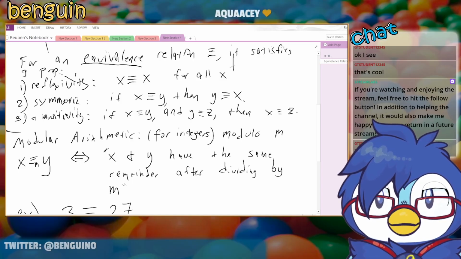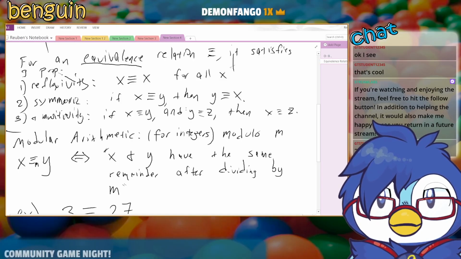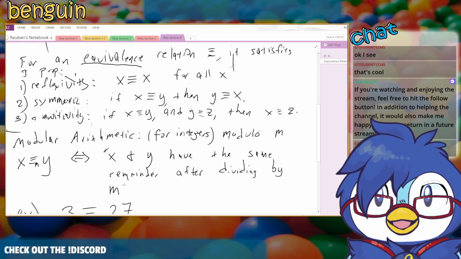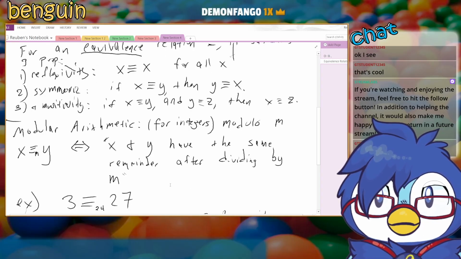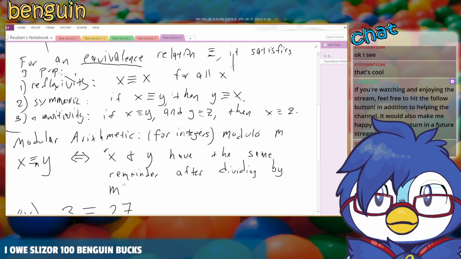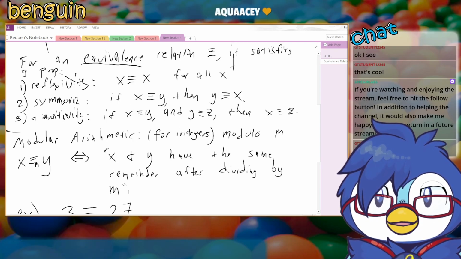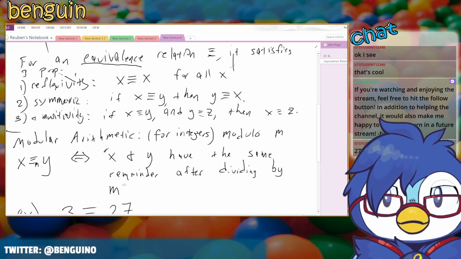And then for transitivity, we can say if x and y have the same remainder, and if y and z have the same remainder, then it has to be the case that both x and z have the same remainder after dividing by m. So hopefully it's pretty straightforward to see that this statement satisfies all three of these equivalence relation properties.